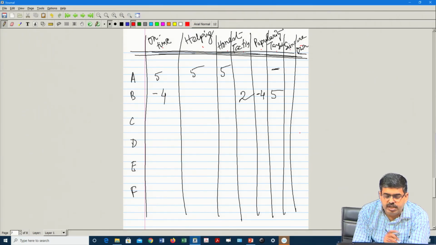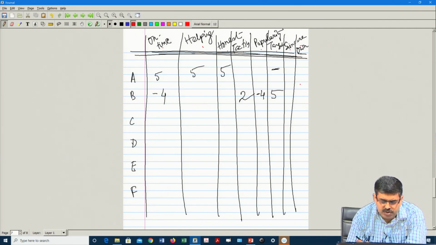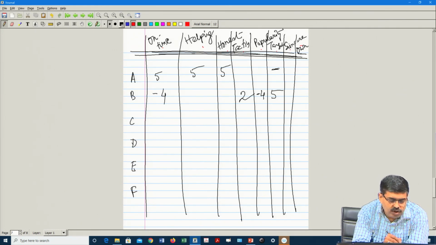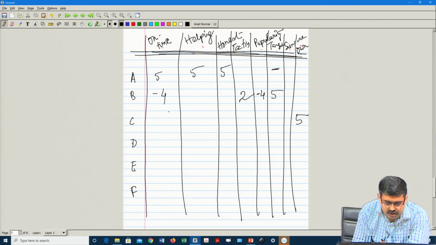Okay. C needs to be told, but he will work on his. Let us put this as C. For C, it is only 1. C needs to be told. So for C, it is 5.